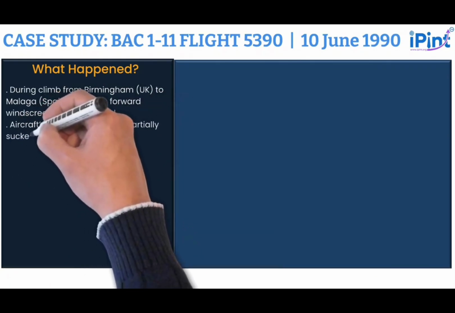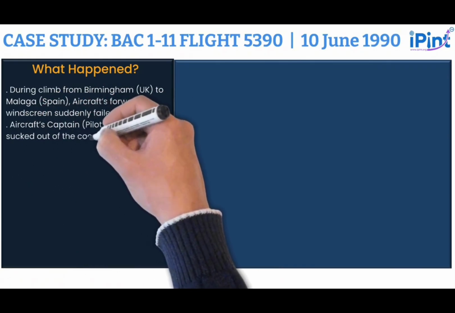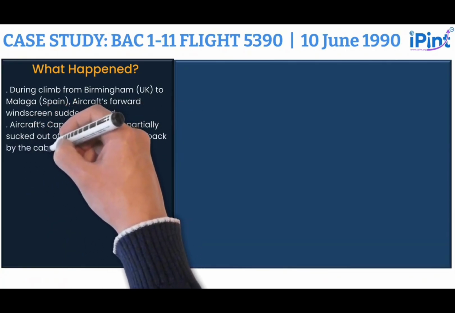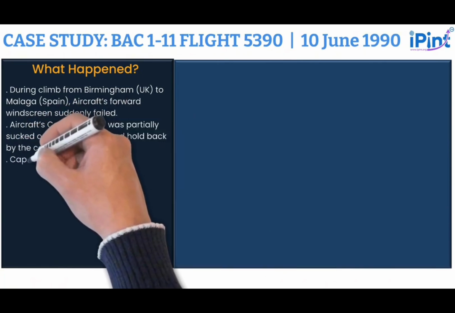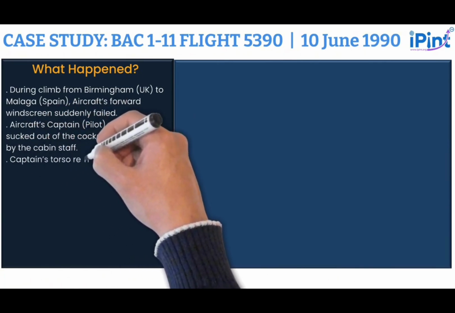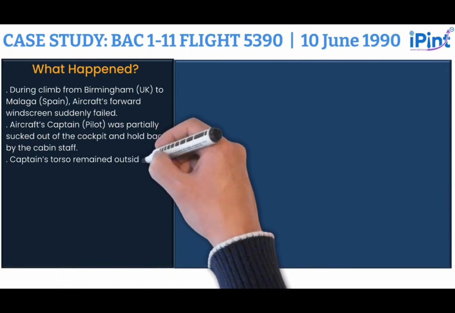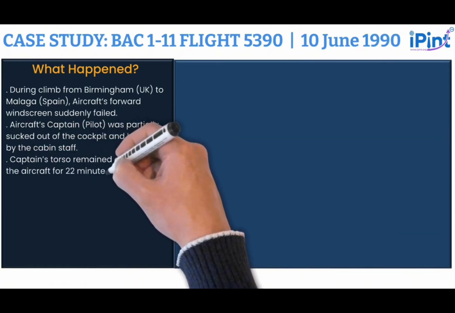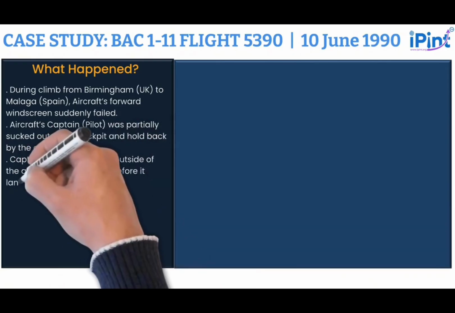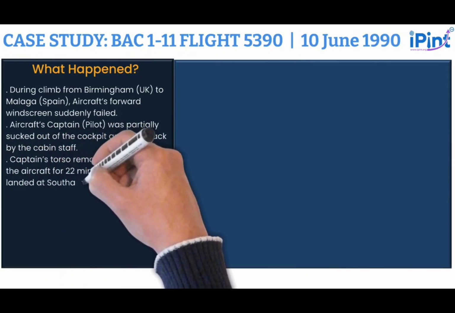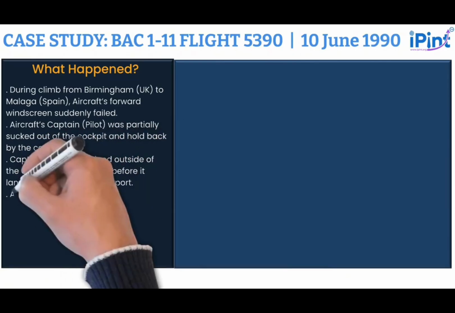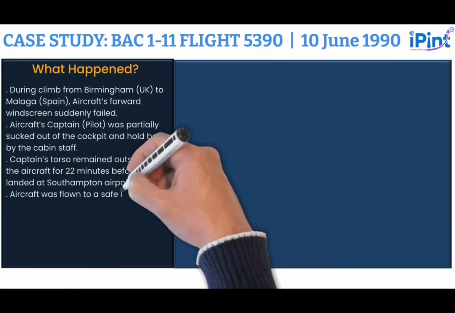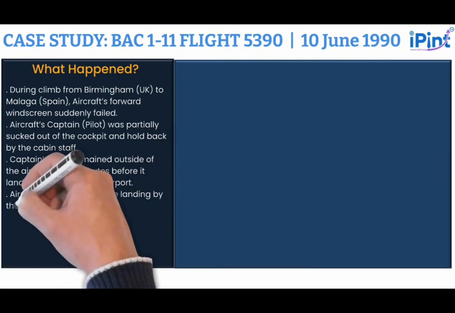The aircraft's captain is violently sucked out of the cockpit. Cabin staff grabbed him immediately and held on with everything they had. For 22 minutes, while the aircraft is still in the air, the captain's torso remains outside the plane, exposed to freezing temperatures and extreme wind forces at altitude. The co-pilot takes control and successfully brings the aircraft down to a safe landing at Southampton Airport.